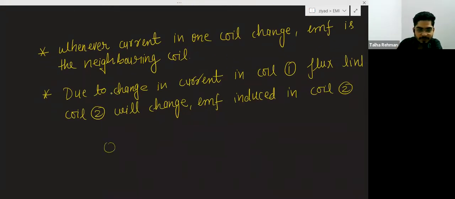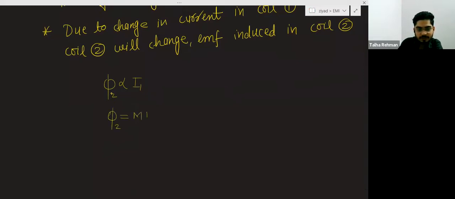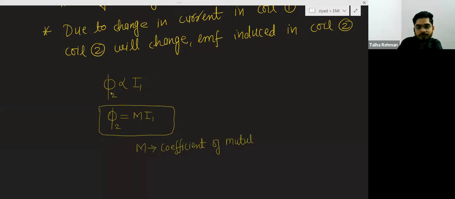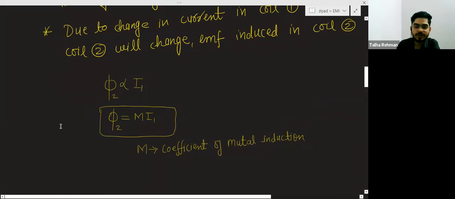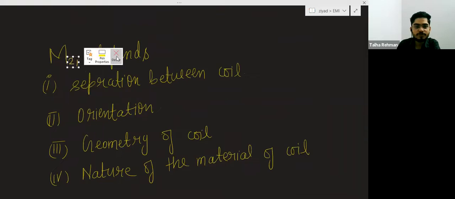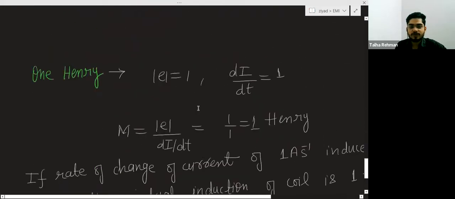Now this is clear that the magnetic flux in coil number 2 is directly proportional to the current in coil number 1. So when you remove this proportionality sign, you will get one constant, and that constant is known as the coefficient of mutual induction. This coefficient of mutual induction depends upon several factors: separation between the coils, orientation, geometry of the coil, and nature of the material of the coil.